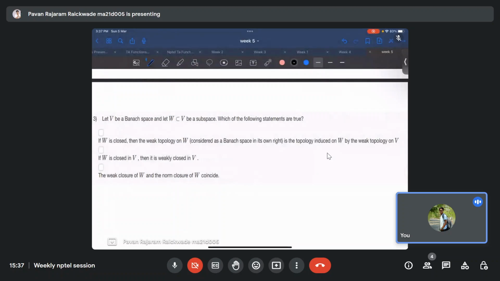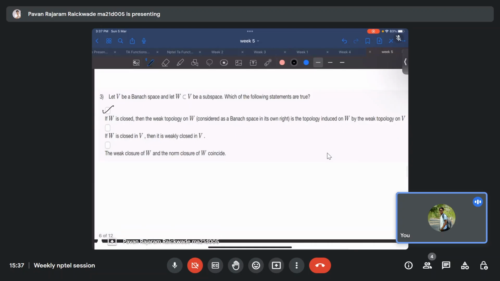Then we go to question number 3. V is a Banach space, W a subspace. Which of the following statements are true? If W is closed, then the weak topology on W is the topology induced on W by the weak topology on V. Sir has explained this exact same statement in the class. There is a lecture video, Weak Topology 1, I guess, where sir has explained this. You can watch the video. It's exactly the same.